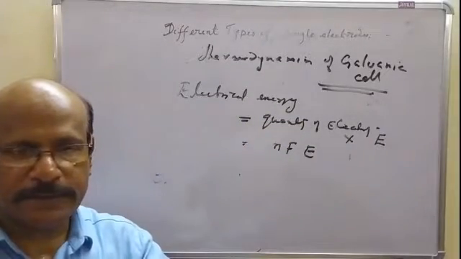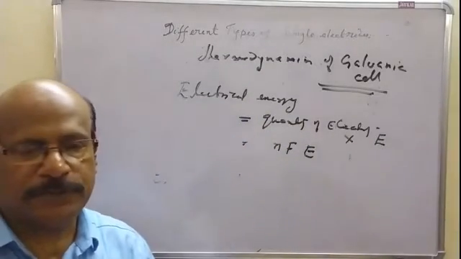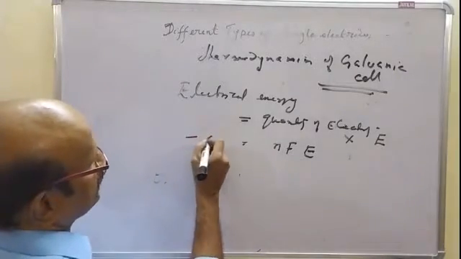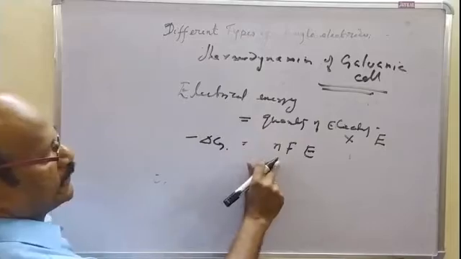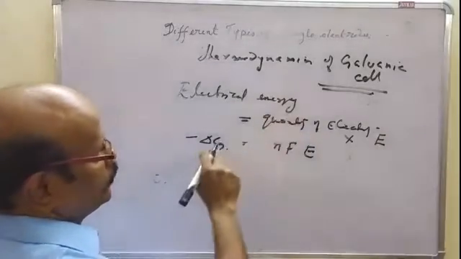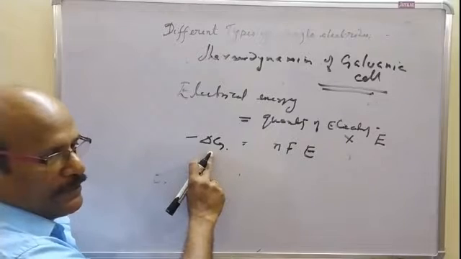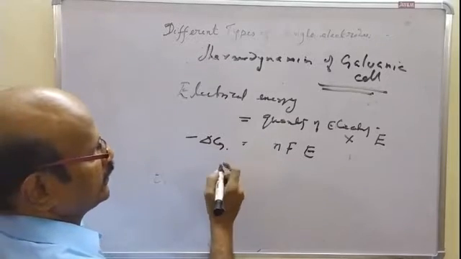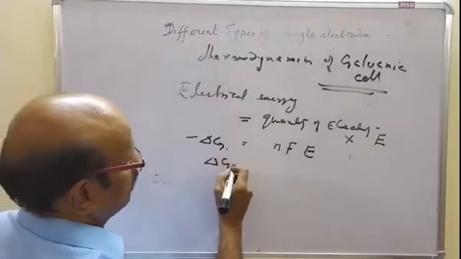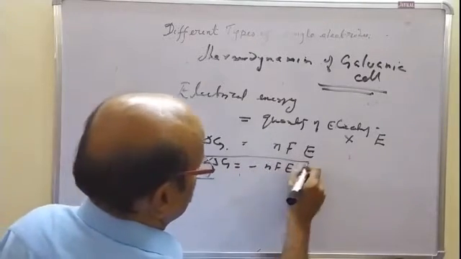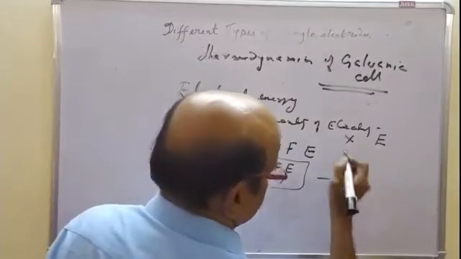Then, according to energy conversion, we know that this is equal to the decrease in free energy. That is, the electrical energy produced is equal to the decrease in free energy occurred during the redox reaction. Therefore, minus delta G is equal to nFE, or delta G is equal to minus nFE. This is the first equation you have to study.